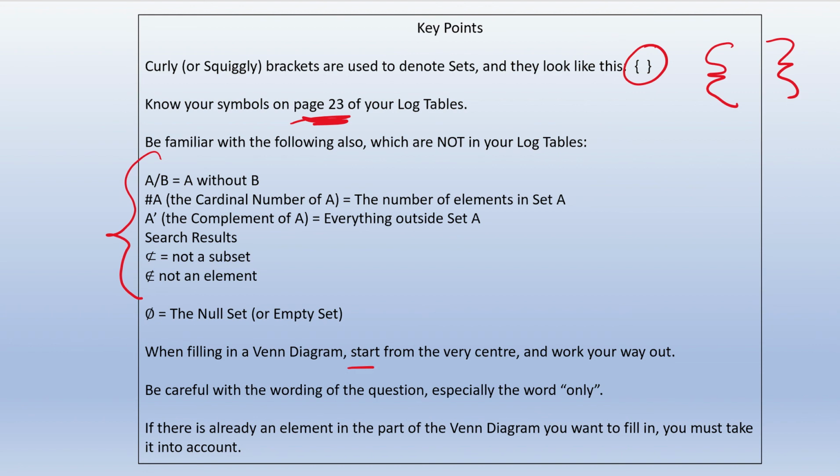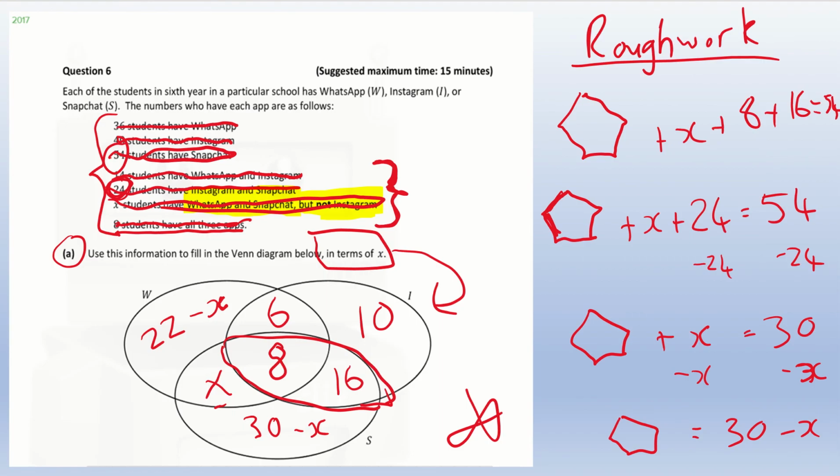When filling in a Venn diagram, start from the very center and work your way out. Be careful with the wording of the question, especially the word only. And if there is already an element in the part of the Venn diagram you want to fill in, you must take it into account. So I'll just go back to this question here. If the 8 is here already, and if there's 24 people in this section here, do not put your 24 here. You need a number that when you add it to 8, you get your 24, and of course that's going to be your 16. So that's what I'm referring to in my last pointer there.